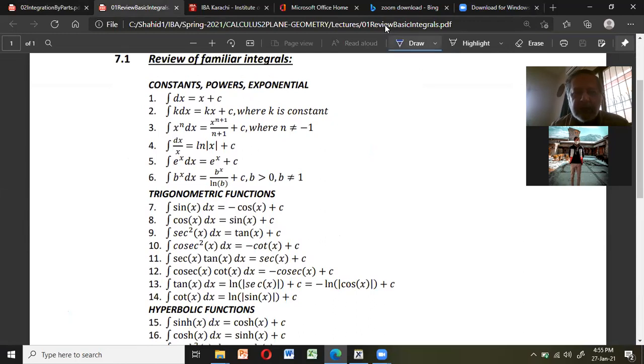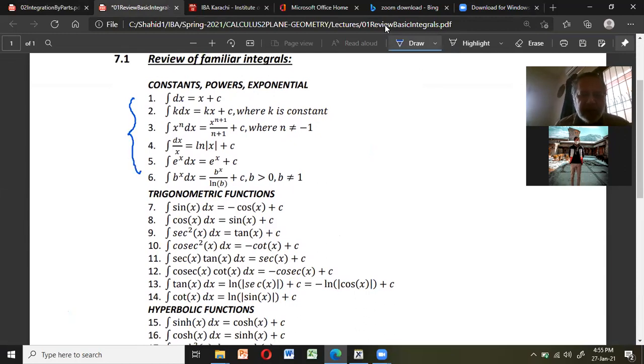So we discussed these results last time, except for the last one, and I asked you to do that yourself. Let me continue with the trigonometric functions, integrals.